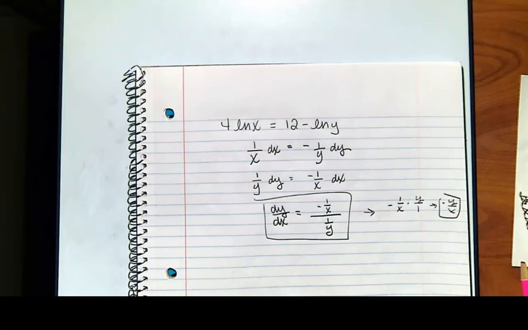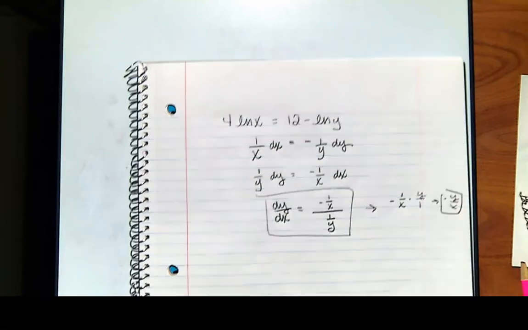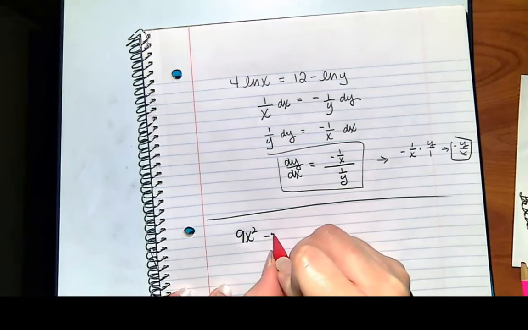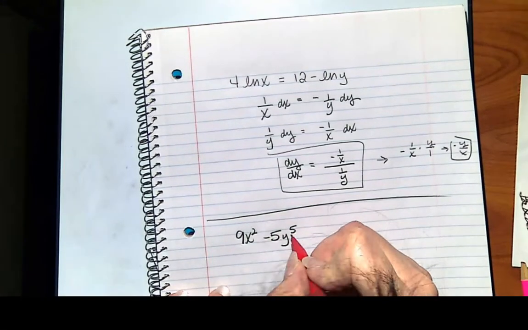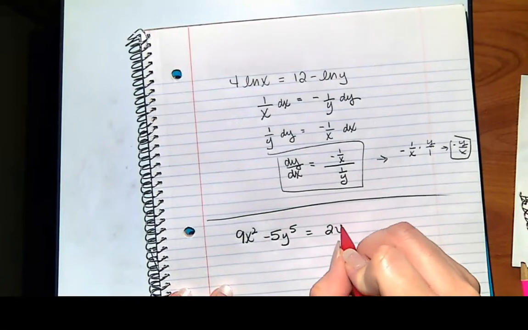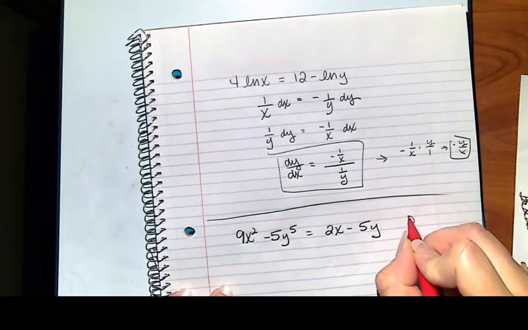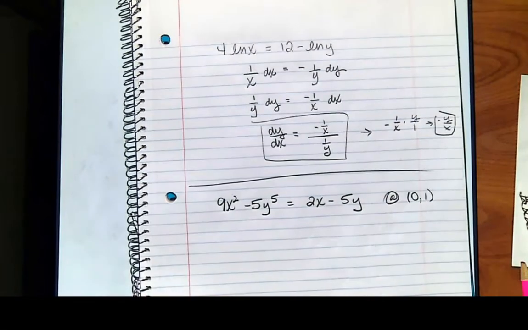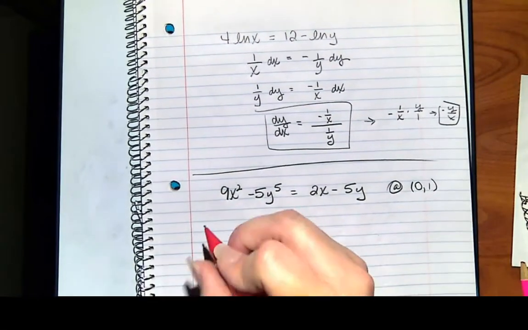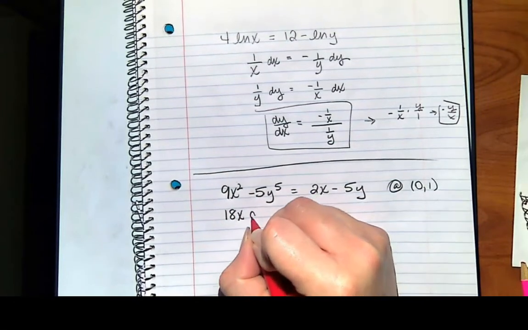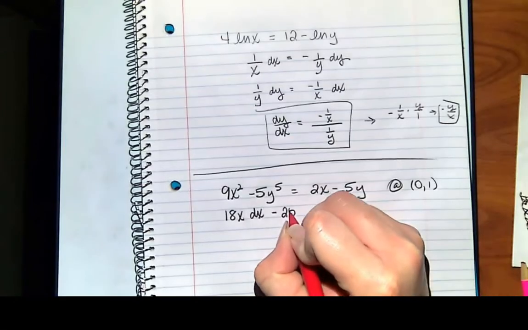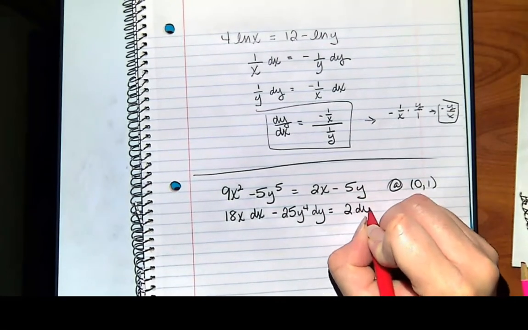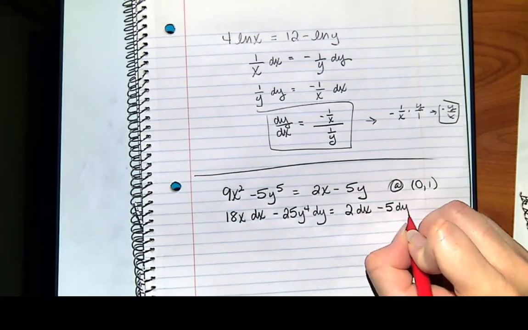All right, so let's try one more. I've got 9x squared minus 5y to the 5th equals 2x minus 5y. And I'm actually going to evaluate this one at 0, 1. So implicit differentiation. This is an 18x dx minus a 25y to the 4th dy is a 2 dx minus a 5 dy.